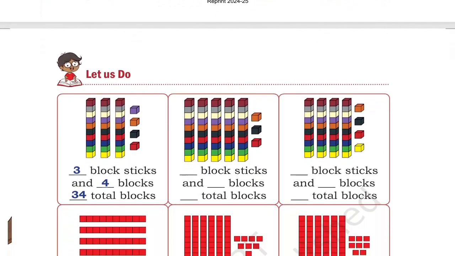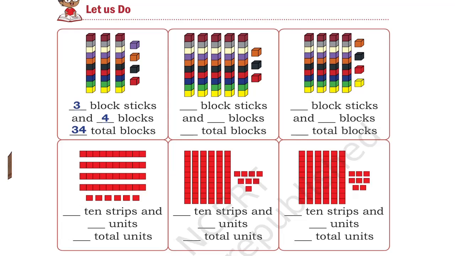Let's move on to the next question. Now we have multiple block sticks and each block stick contains how many blocks? Each block stick contains 10 blocks. So what we have to do in these questions is answer like this: how many block sticks are there, how many loose blocks are there, and how many are the total blocks in all. I think it's a pretty simple and straightforward question. We can go ahead and do it.